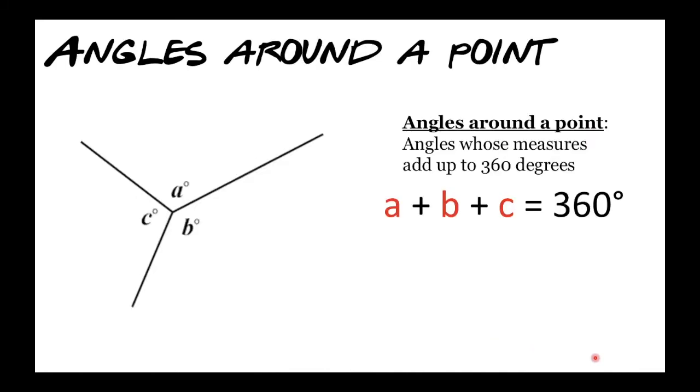Lastly, we will investigate angles around a point, or angles that add up to a measure of 360 degrees. When the angle measures of two straight lines are added together, the total is equal to 180 plus 180, or 360. Thus, the angle measure of a full rotation is 360. As we can see from the picture, the angle measures of A, B, and C add up to 360.